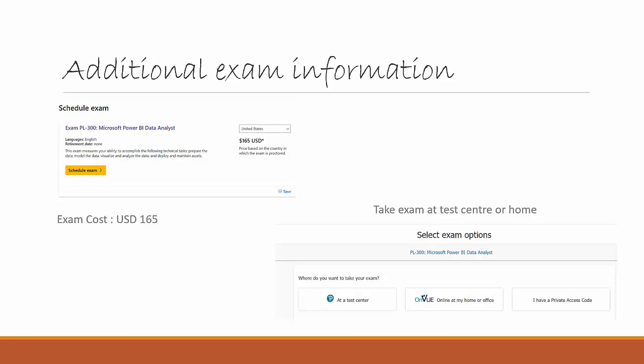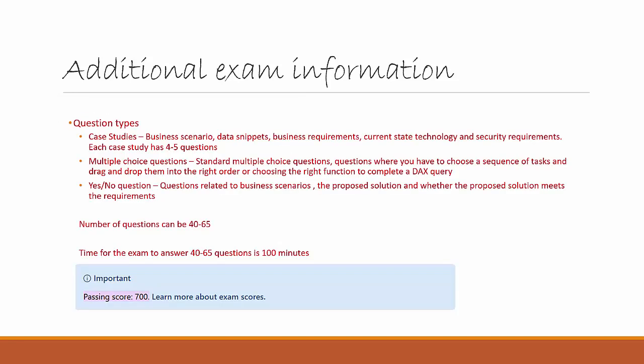So the question types for the exam are: you have case studies, so you'll have business scenarios, data snippets, business requirements, current state technology and security requirements. Each case study has 4 to 5 questions. Then there are multiple choice questions. These are standard multiple choice questions where you have to choose a sequence of tasks and drag and drop them into the right order, or choosing the right function to complete a DAX query. And then you've got yes or no questions.